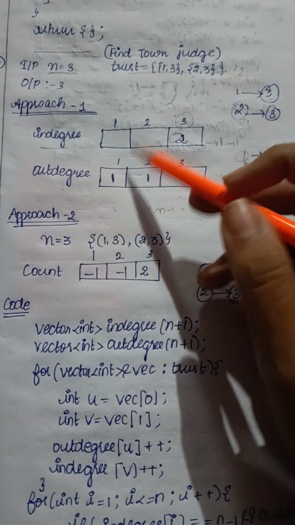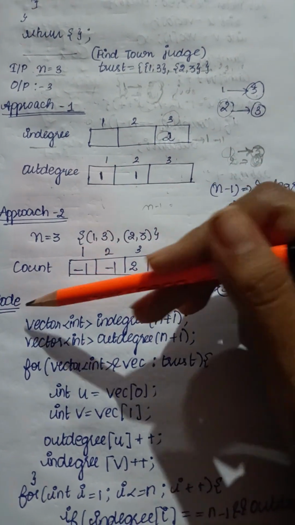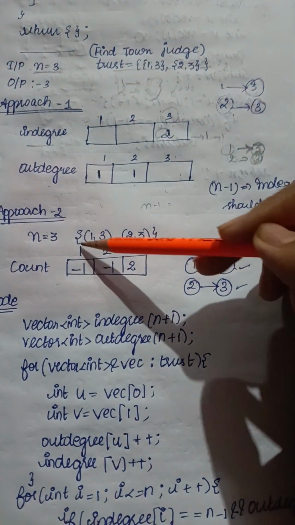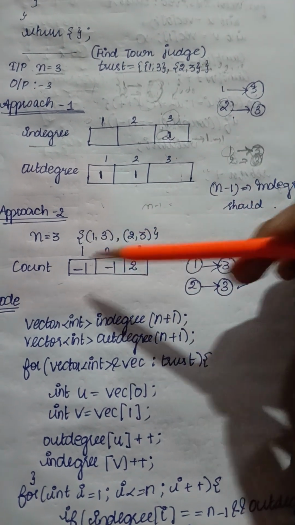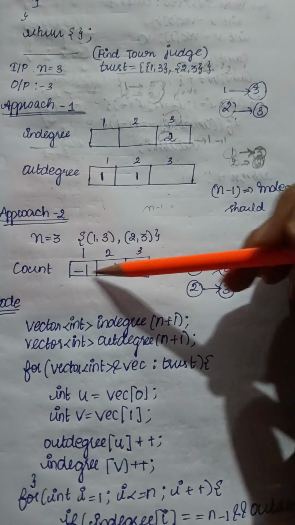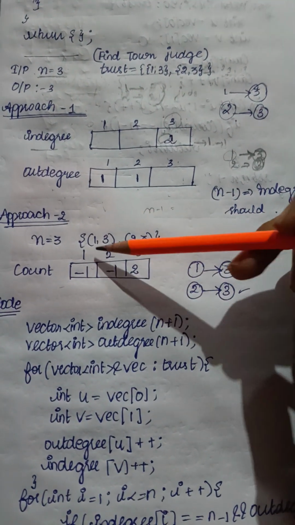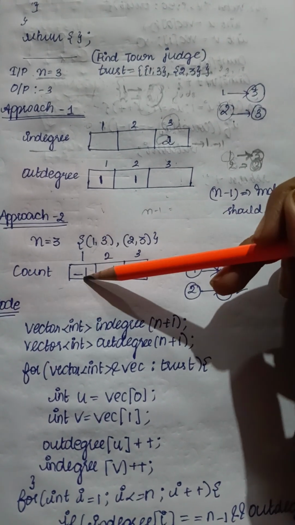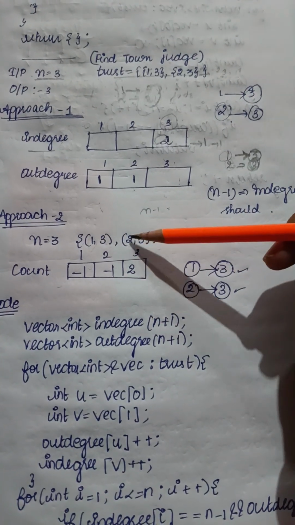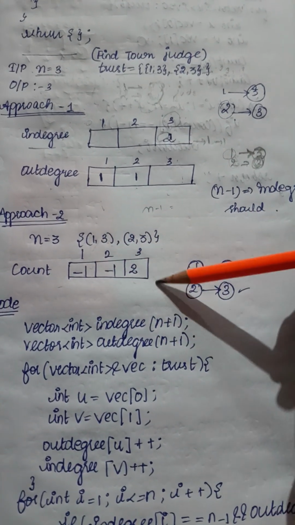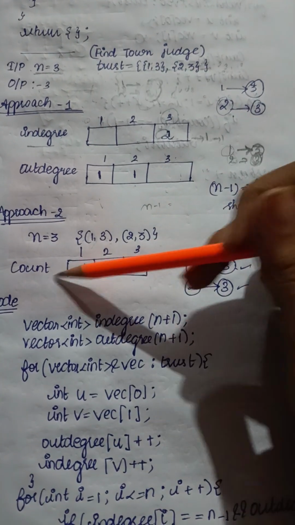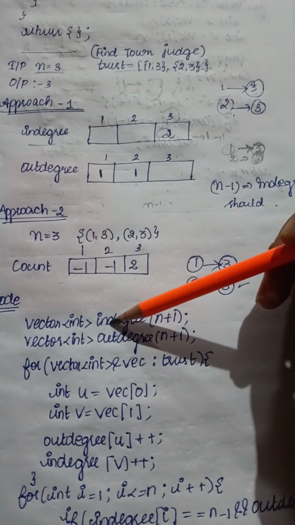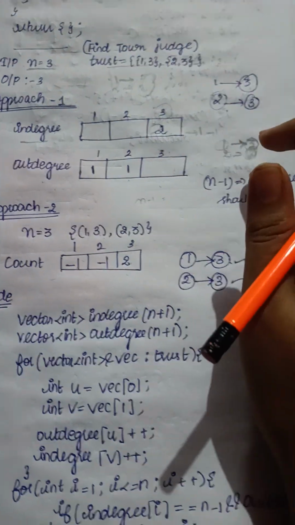In approach 2, we are not using 2 arrays. Instead, I'm using only one single array. Let me take n as 3 members in the town, and this is the trust array given to us. The count array is 1, 2, 3, 0, using array based indexing. For in-degree you have to do -1, and for out-degree you have to do +1. At last you check if count of i is equal to n minus 1, then return i. Else you have to return -1, which is always what we return.